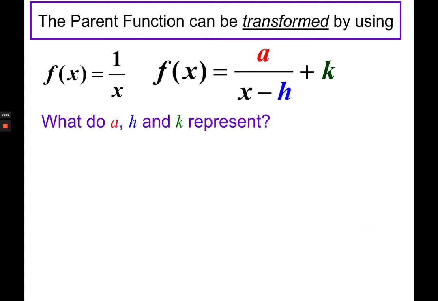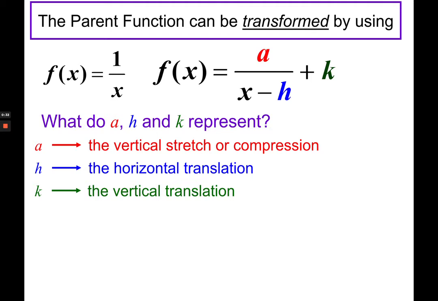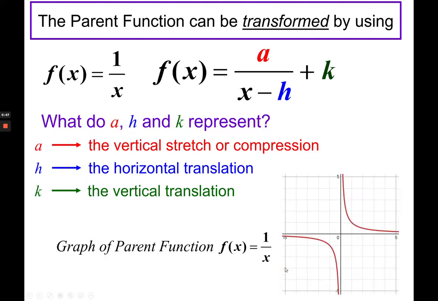What do the following represent? A represents the vertical stretch or compression, H is the horizontal translation, and K is the vertical translation. That is, if we are going to base the transformation on your parent function. Your parent function graph should look like this. It's a perfect symmetry wherein the graph appears on quadrant 1 and quadrant 3.